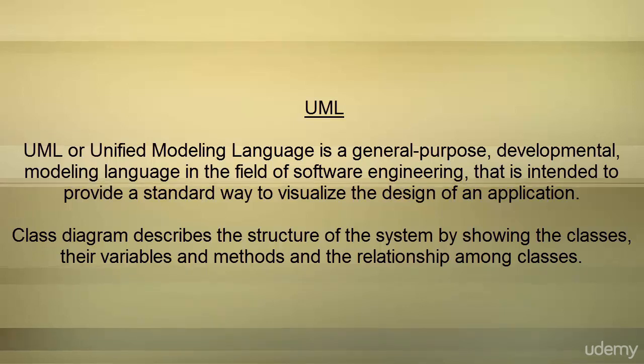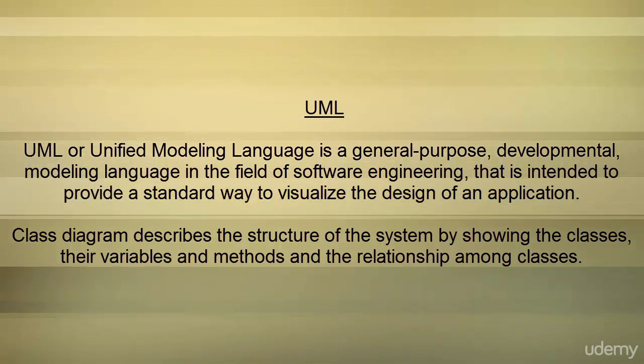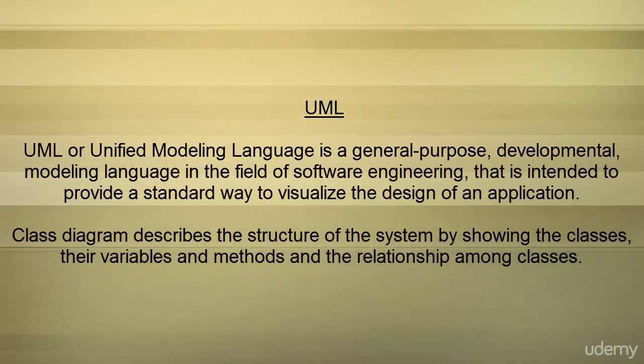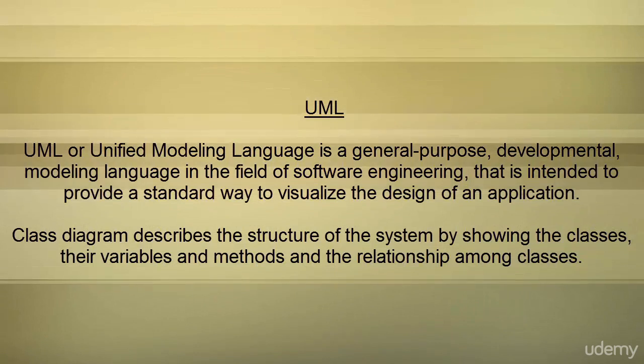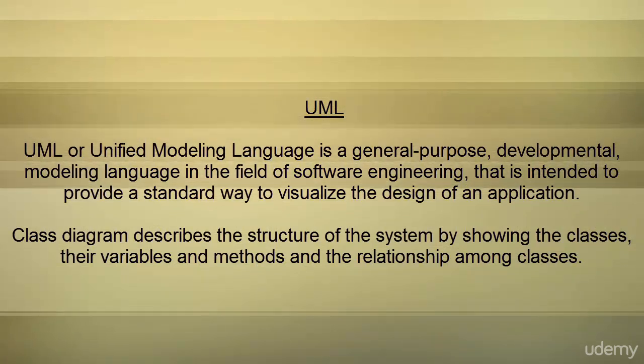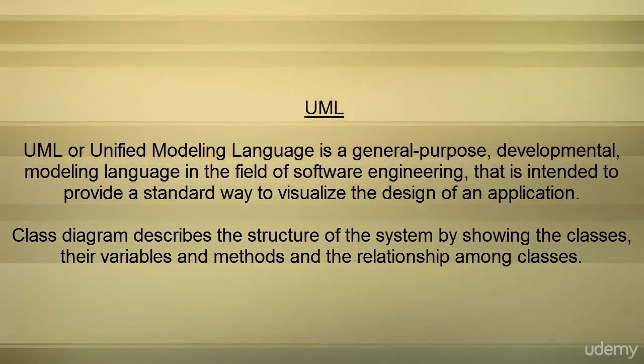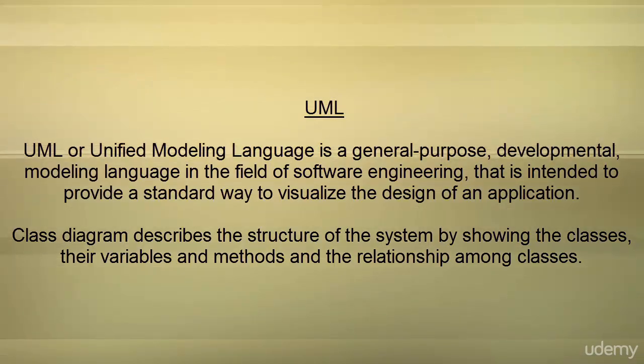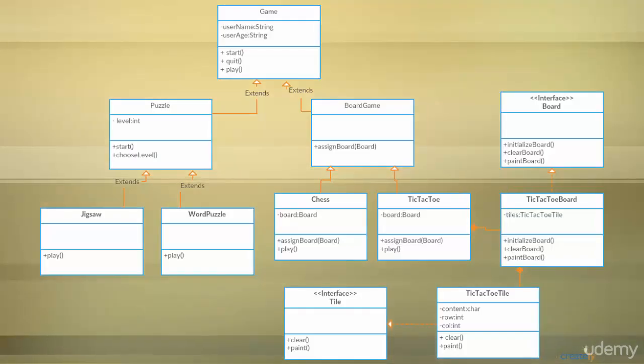Class diagram describes the structure of the system by showing the classes, their variables and methods, and the relationship among classes. There are notations to represent different aspects of the design. We have seen a lot of them throughout the course. This is a class diagram for a gaming application.